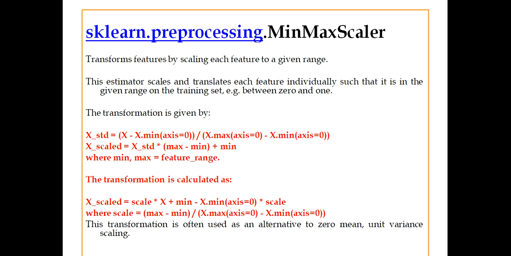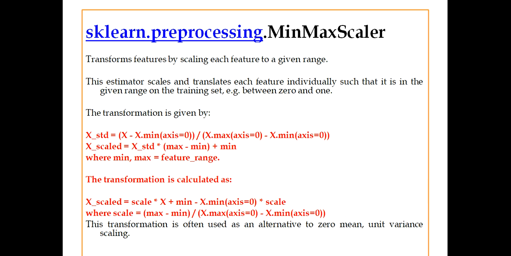Then the transformation is calculated as X_scaled is equal to scale times X plus min minus X.min(axis=0) multiplied by scale. And scale is equal to max minus min divided by X.max(axis=0) minus X.min(axis=0).